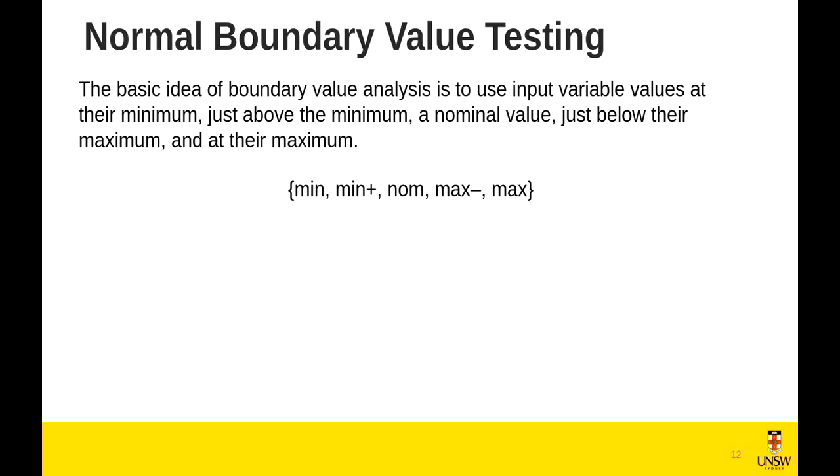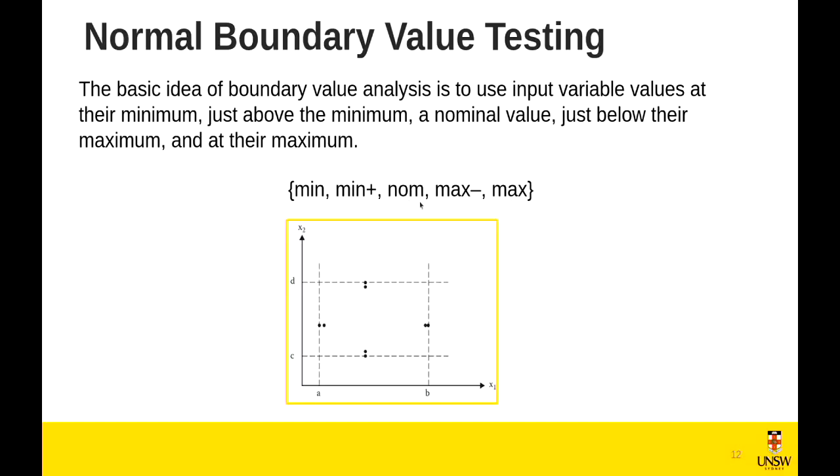We have different types of boundary value testing. The basic idea of boundary value analysis or boundary value testing is to assume that the input variables are at their minimum, just above the minimum, at their maximum value, or just below their maximum value. We can use these notations to represent these situations. Norm here means just taking the normal value.